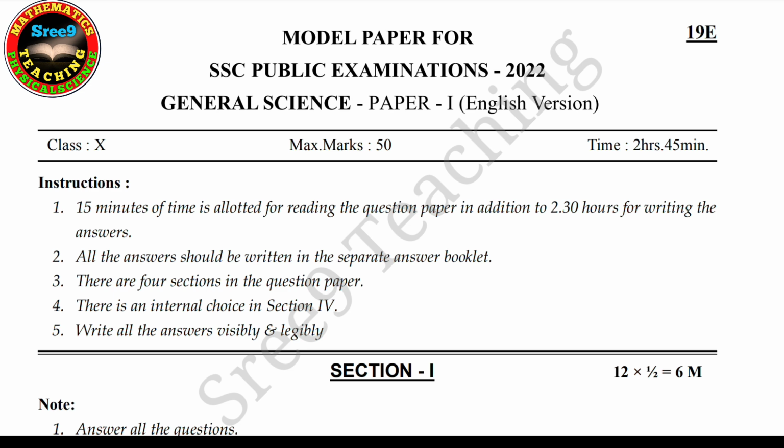You will have no choice in sections 1, 2, 3, but you will have an internal choice, 1 or 1, in section 4 only. There is no choice in 3 sections, but in the last section you will have a choice. Write all the answers visibly and legibly. Right, it means you have to write properly and within the specified sentences.